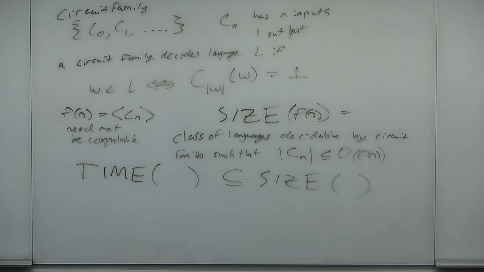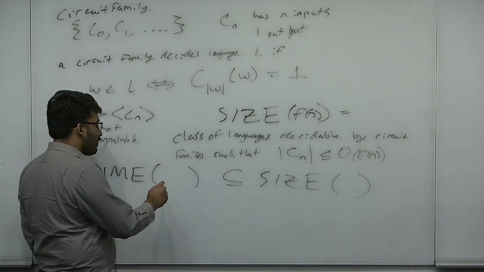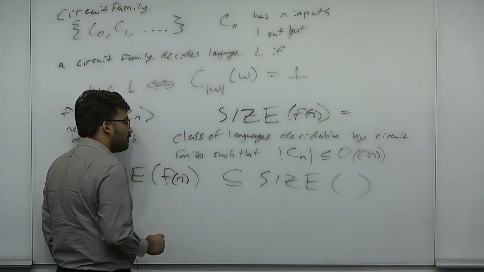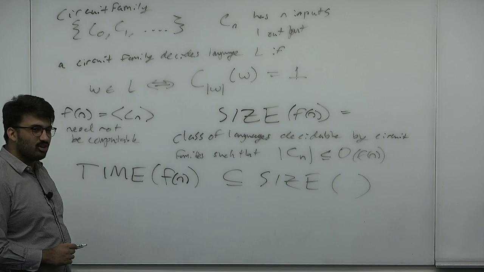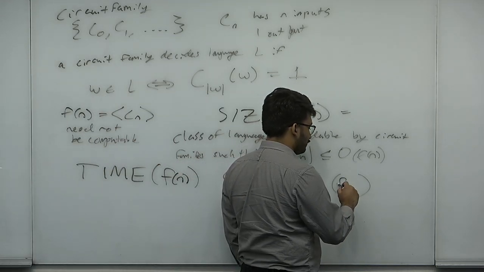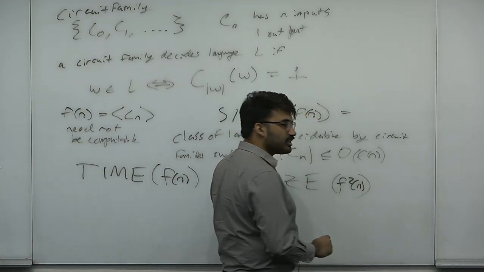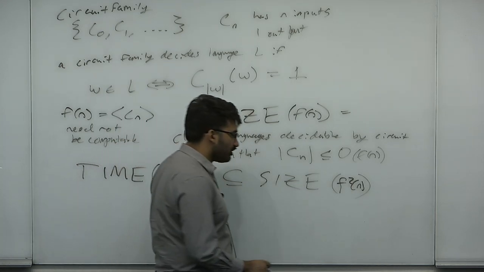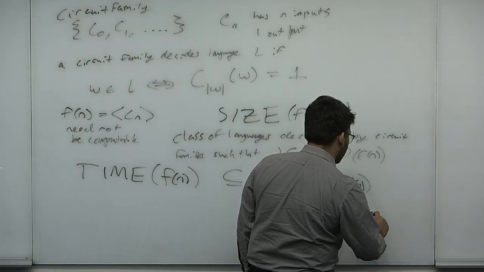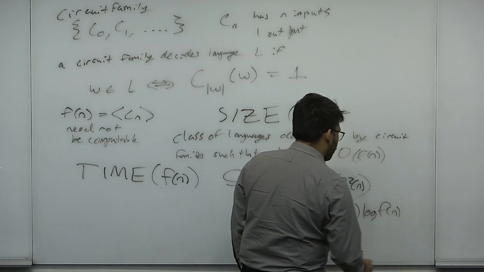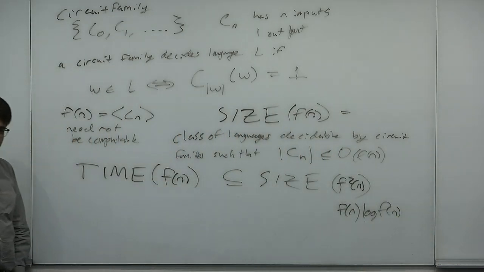The trade-off between these, it turns out, is that if you have a machine that runs in time f of n, the size of the circuit is going to be f of n squared. Now, you can actually speed this up. You can construct such a circuit of size f of n log f of n, but we're going to do a lazier construction today, right? Effectively, what this theorem says is it's not too bad for us to study circuits because we can relate them efficiently to time, right? Quadratic cost is nothing.